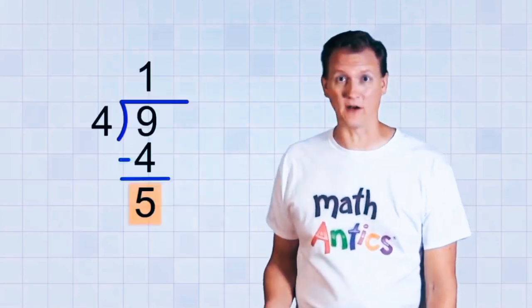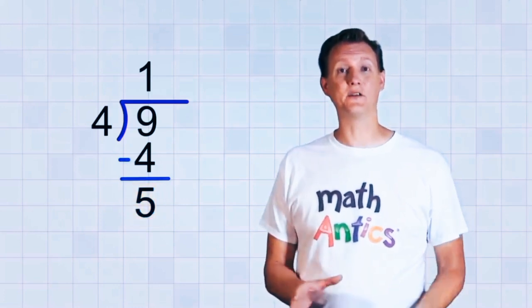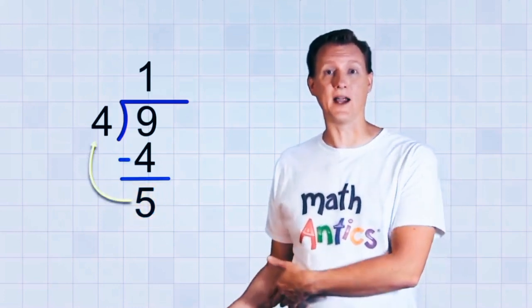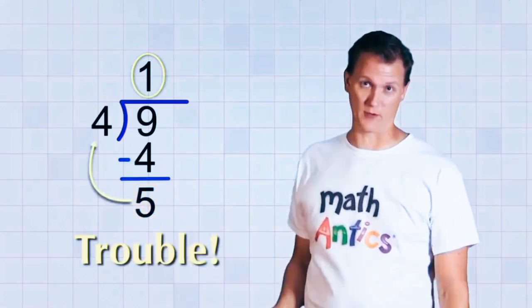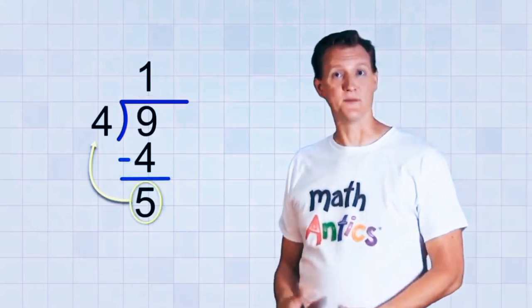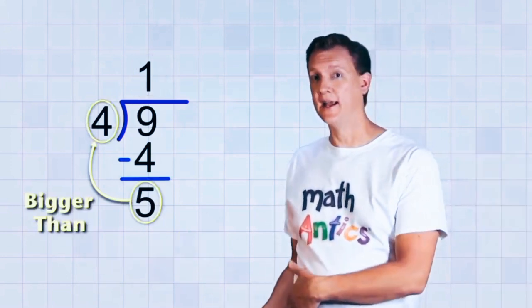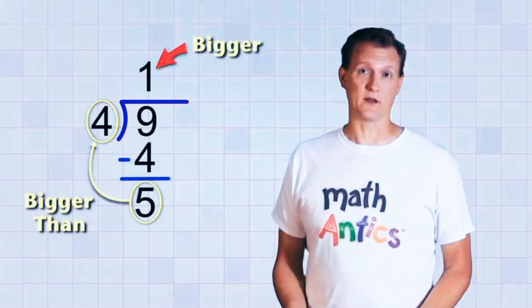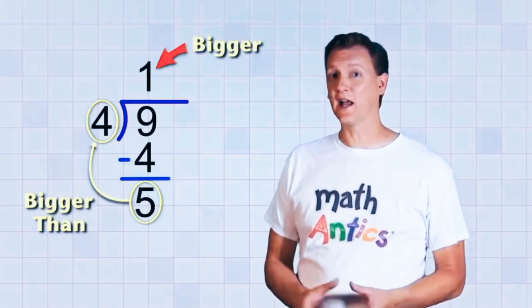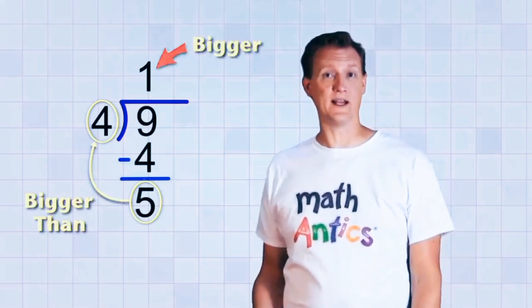That's a pretty big remainder. In fact, the remainder is bigger than the number I'm dividing by, and that's why this answer is trouble. If the remainder is bigger than the number you're dividing by, it means that you should have picked a bigger answer, because each of the groups you're dividing up into could have gotten more than they did.